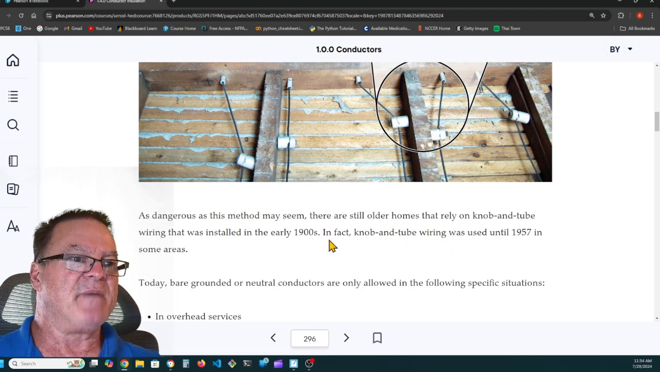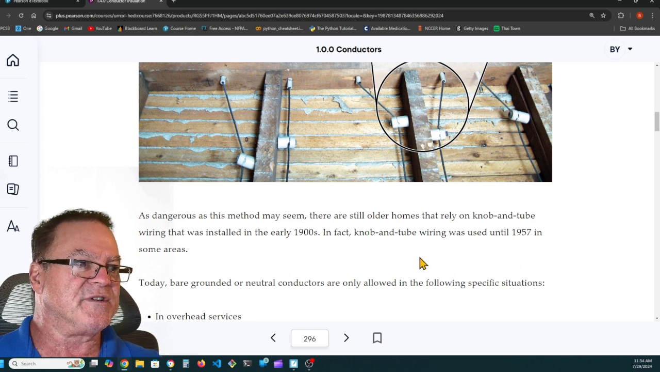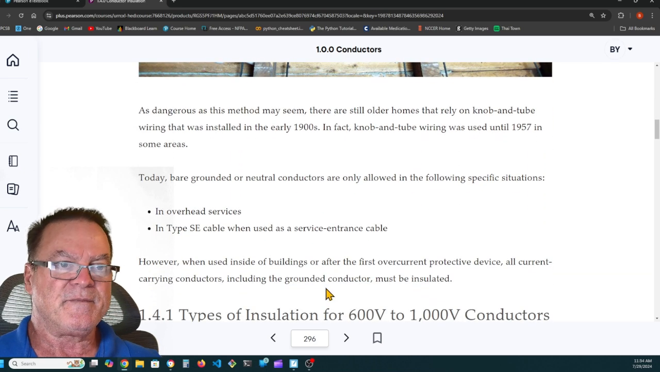As dangerous as this method may seem, there are still older homes that rely on knob and tube wiring that was installed in the early 1900s. In fact, knob and tube wiring was used until 1957 in some areas.